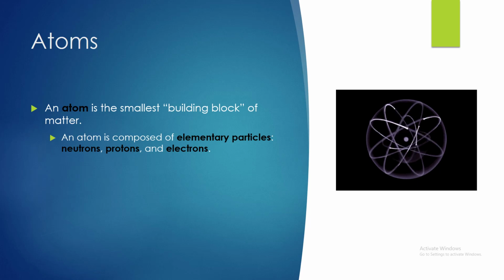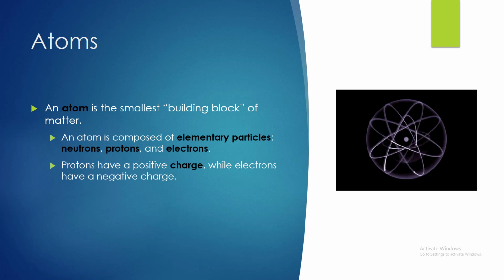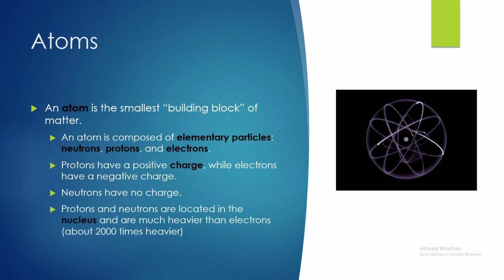And an atom is composed of elementary particles. And I'm sure you've heard these before. We have neutrons, protons, and electrons. Protons have a positive charge, while electrons have a negative charge. And neutrons have no charge. That's why we call them neutrons, like they're neutral. Protons and neutrons are located in the nucleus and are much heavier than electrons. They're about 2,000 times heavier than electrons.